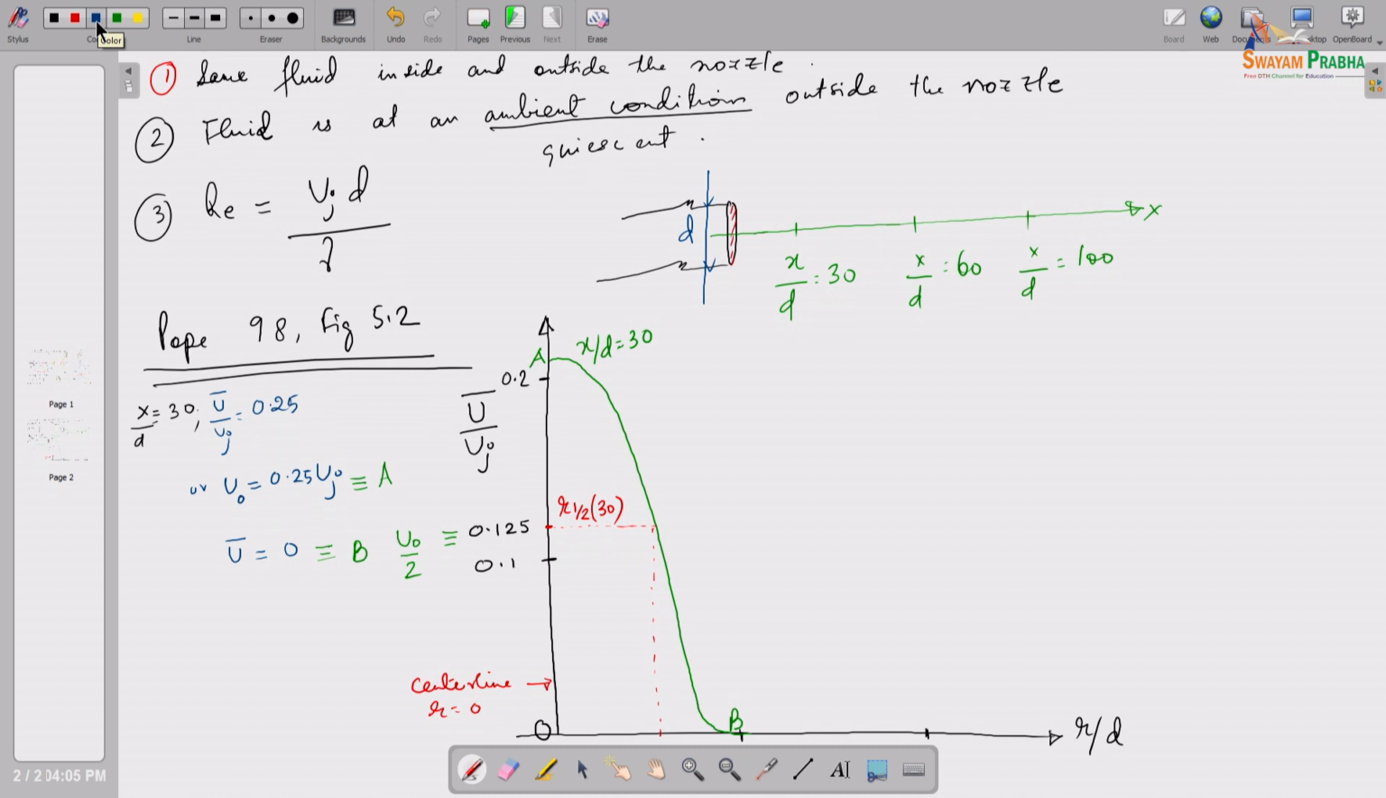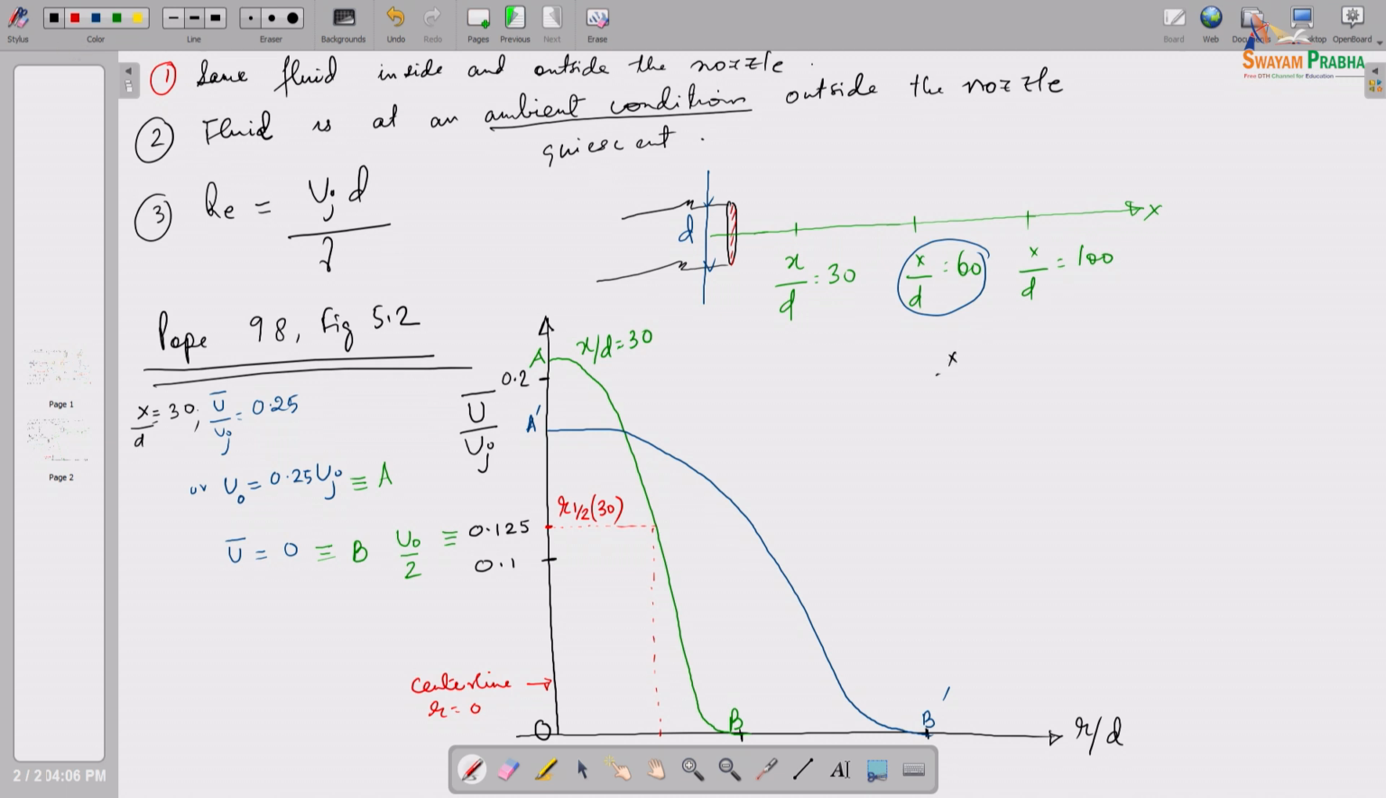Now, I have the next plot, which I am going to write in blue. So, this is x by d is equal to 60. The next plot looks something like this, somewhere here, something like that. And let us again call this A dash, and this B dash. As you can see here again, A dash should be some value there. Let us just say A dash is 0.15.